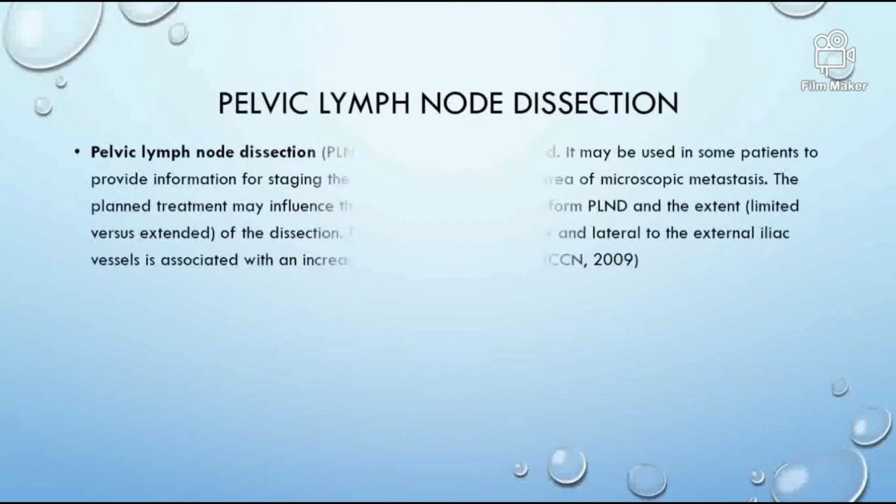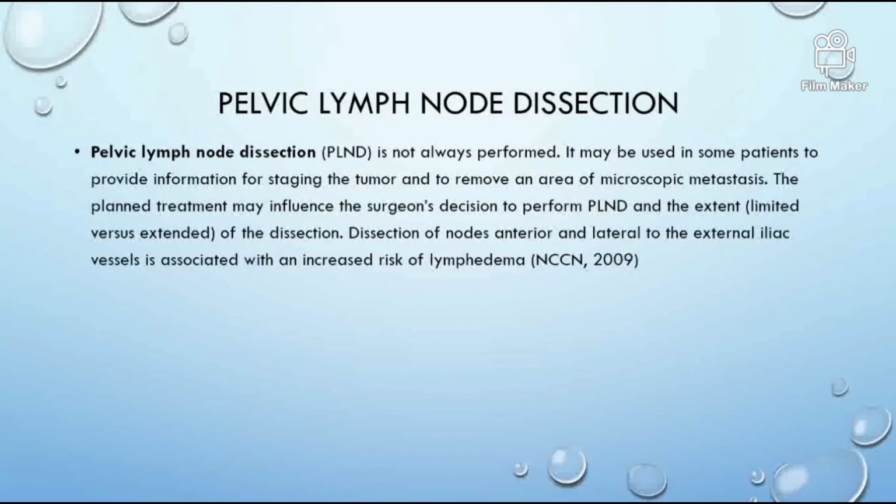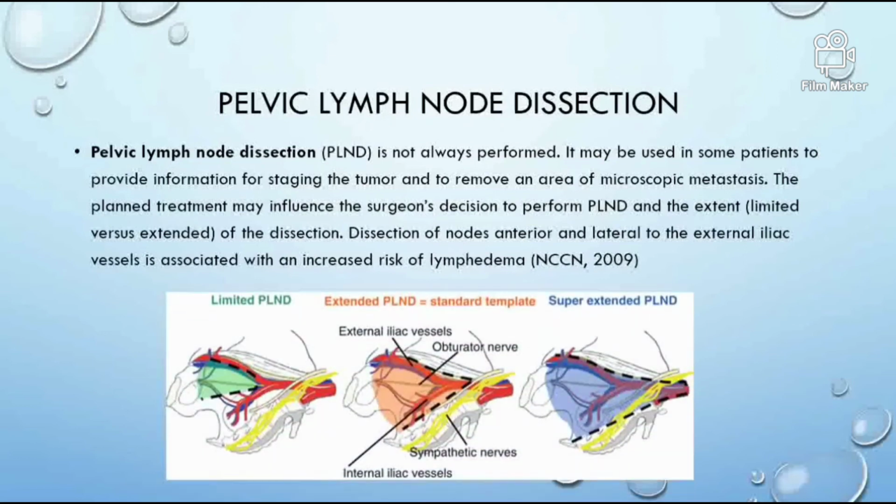Last is the pelvic lymph node dissection, or the PLND. It is not always performed, but it may be used in some patients to provide information for staging a tumor and to remove an area of microscopic metastasis. The planned treatment may influence the surgeon's decision to perform PLND and the extent of the dissection, which is limited versus extended. The dissection of nodes anterior and lateral to the external iliac vessels is associated with an increased risk of lymphedema, according to NCCN 2009.